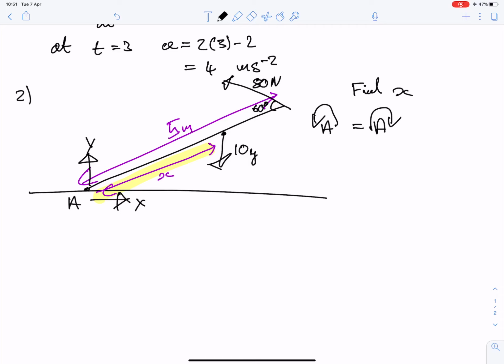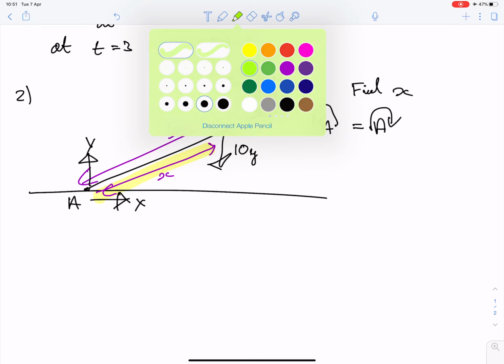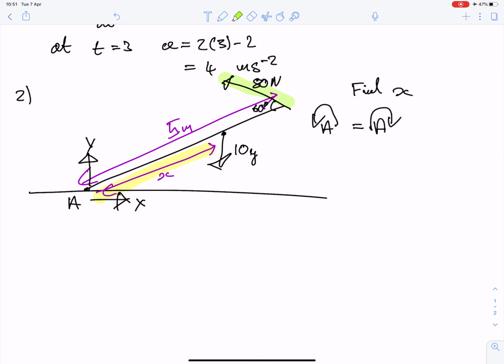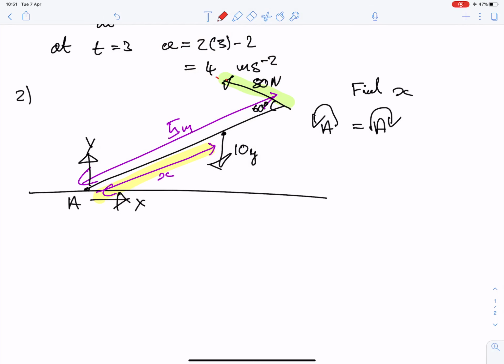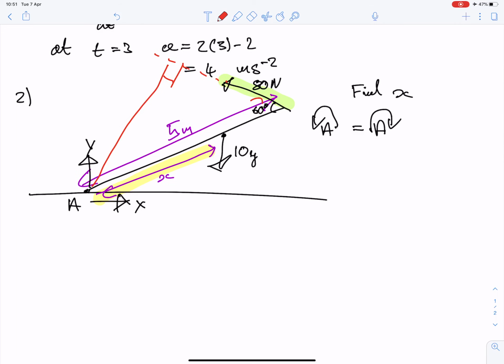The anti-clockwise will equal the clockwise. The component due to X will be 0. The component due to Y will be 0. In the anti-clockwise direction, the only force that is having a turning effect is the 80 newton force. So we need the perpendicular distance to its line of action. So its line of action is up here. Its perpendicular distance then is this one here. And this is opposite the angle 60. So this will be 5 sine of 60.